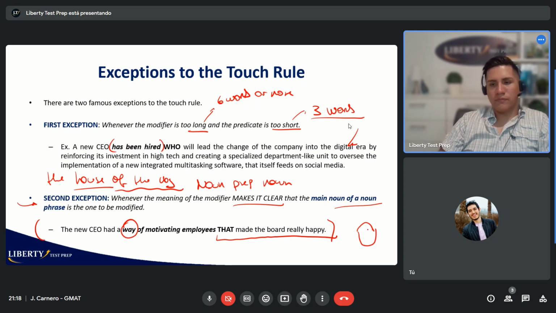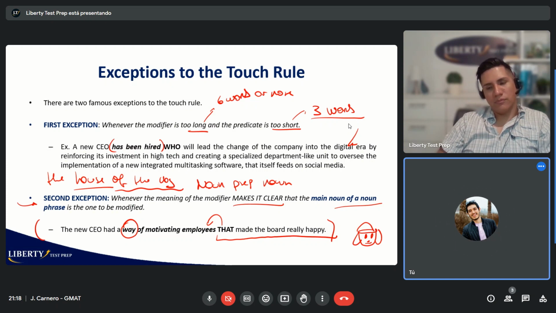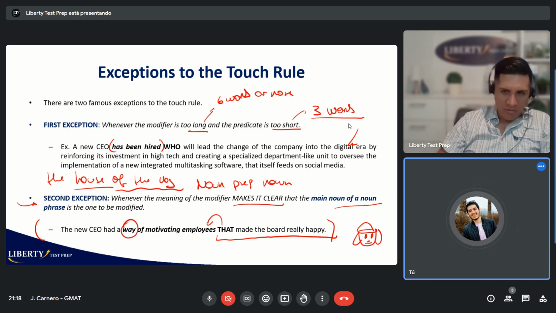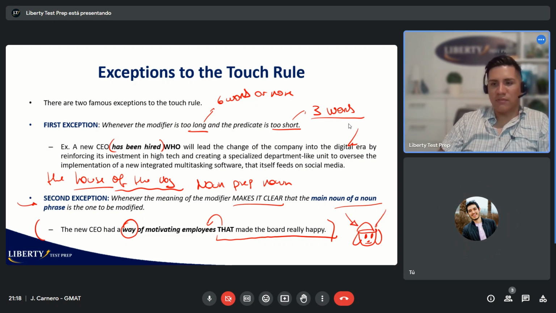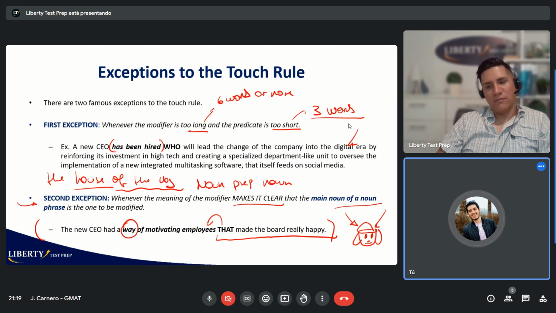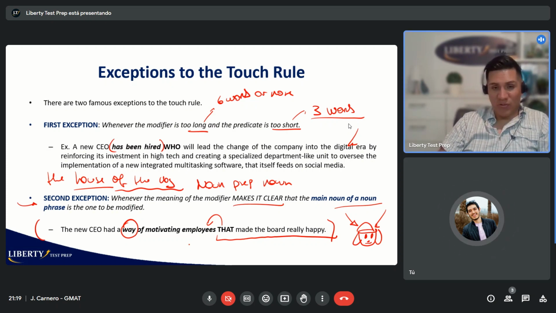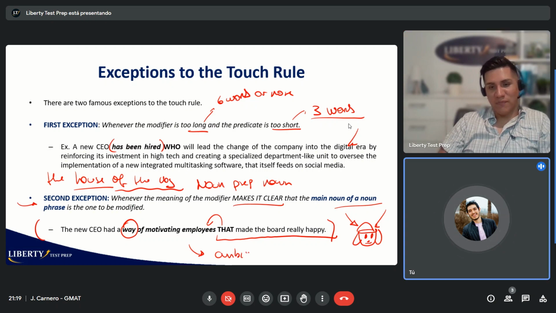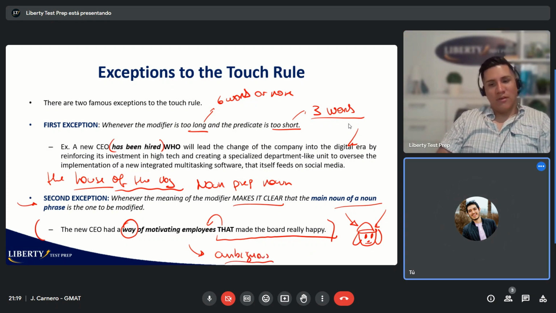Now, if somebody comes along, let's draw this person here, like that. This person says, you know what? I think that "that" is modifying employees. I'm not saying that, he's saying that. It doesn't sound like that. Why not? Could it be? Because if it can be, then this whole thing would turn ambiguous. Because the employees don't make the board really happy. All right, but could it be?